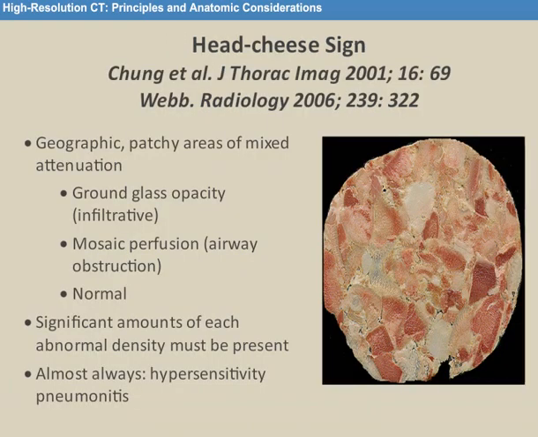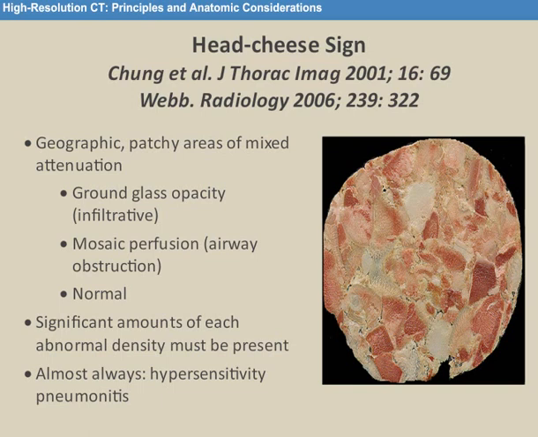And the head cheese sign is a combination of usually three lung densities. Ground glass representing an inflammatory or infiltrative component of disease. Mosaic perfusion representing areas of airway obstruction, reflex vasoconstriction, and relatively normal lung. And it gives this kind of mosaic of different densities, just like the meat you see here, which is better appreciated in Europe. I think Europeans know head cheese better than Americans do.